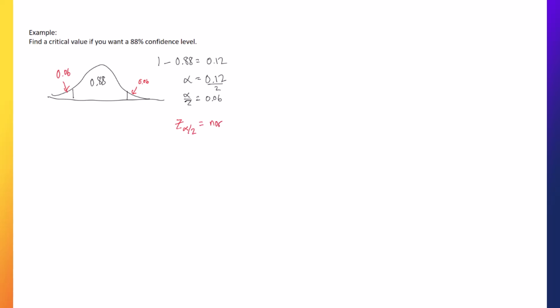And again, we're kind of lazy as mathematicians, so we'll say z alpha over 2 is the norm S inverse of 0.06, and that gives us a value of 1.555, and again it's negative. I rounded that to 3 decimal places, so then our critical value, z alpha over 2, we just take the positive version of that. So I could say maybe 1.56 if I stop there, but I'm going to go to 3 in this case.